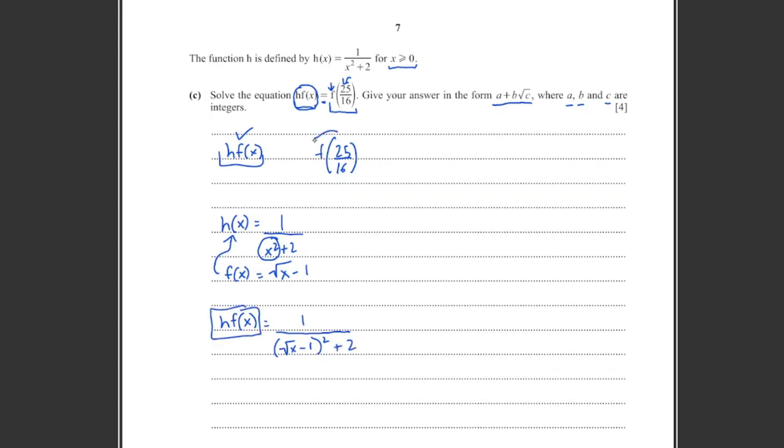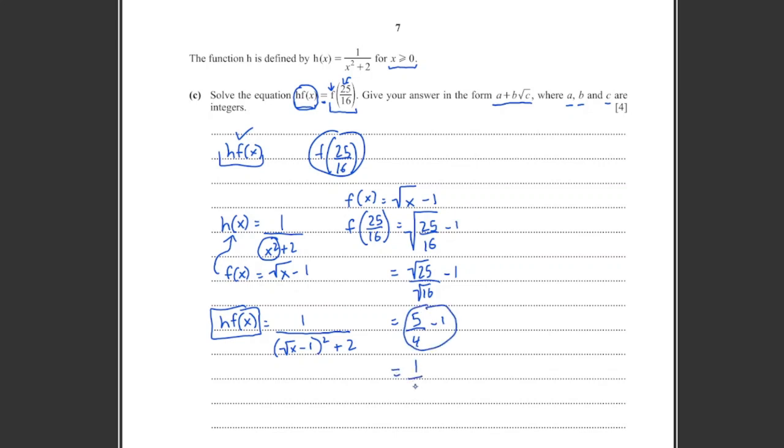Now all I got to find out is what this is. So I have my function f of x, which is basically square root x minus 1, and I need to input 25 over 16. So this is just going to be square root of 25 over 16 minus 1. And so I can basically write it as square root 25 over square root 16 minus 1. So this is just going to be 5 over 4 minus 1. And this is going to solve out to give me 1 by 4.